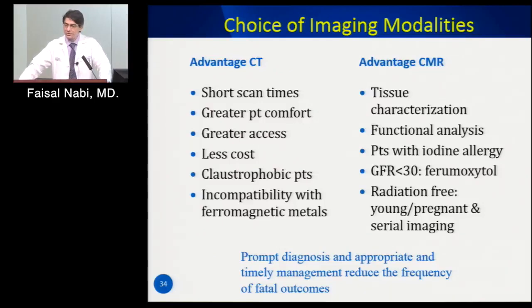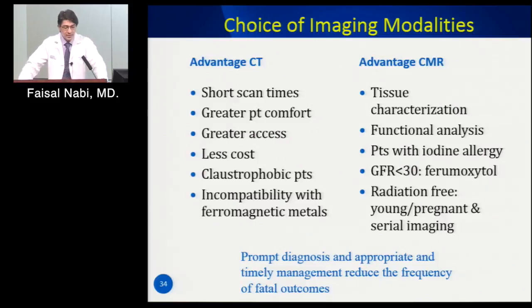So if you have a patient who's unstable, or you need a fast study, go for the CT with its very less than 5 minutes scan. Less than probably a minute scan time. It's because it's fast, it's a little bit easier on the patients. It's available in all emergency departments. Really no issues with claustrophobia and really no problems with metal.